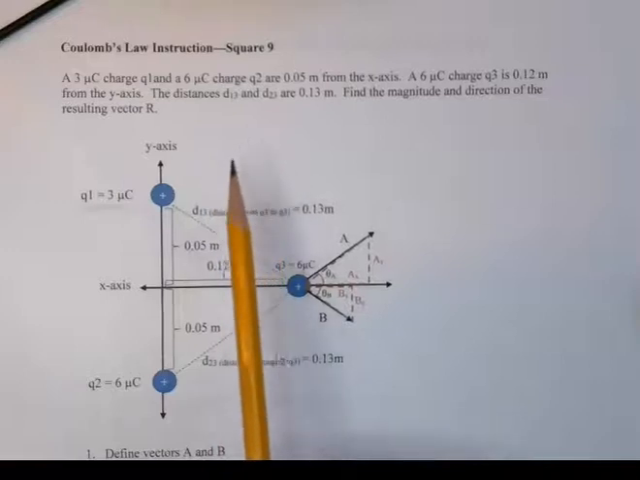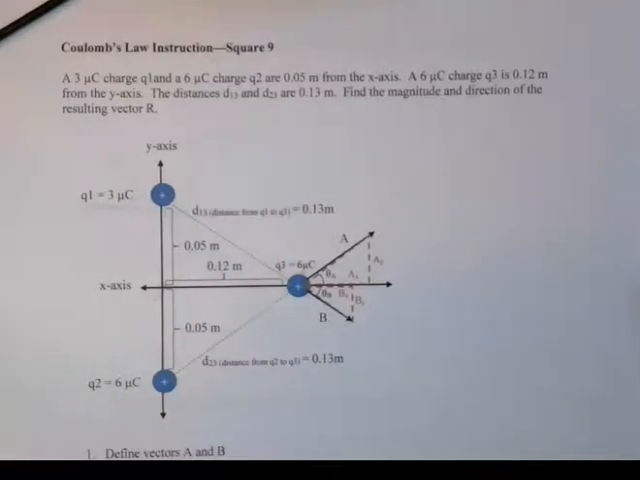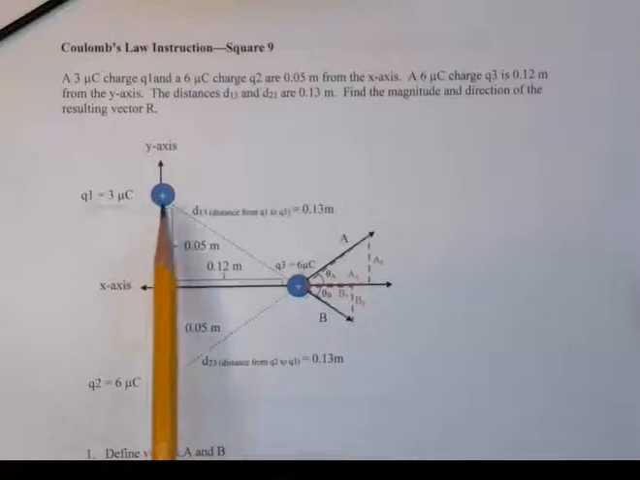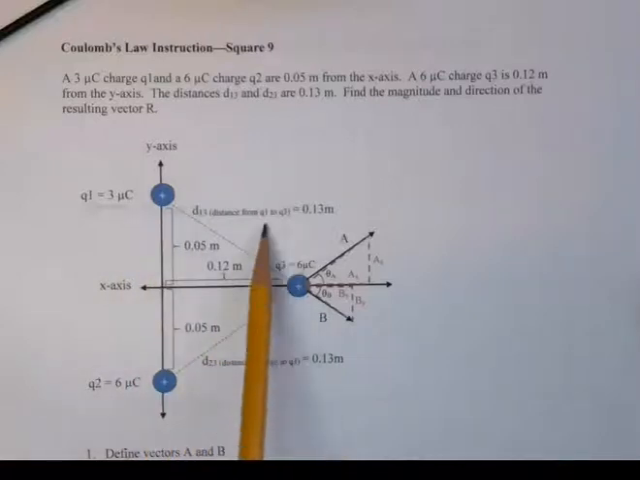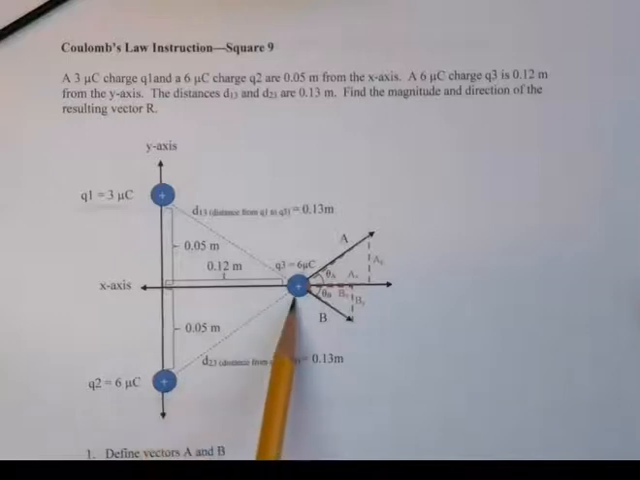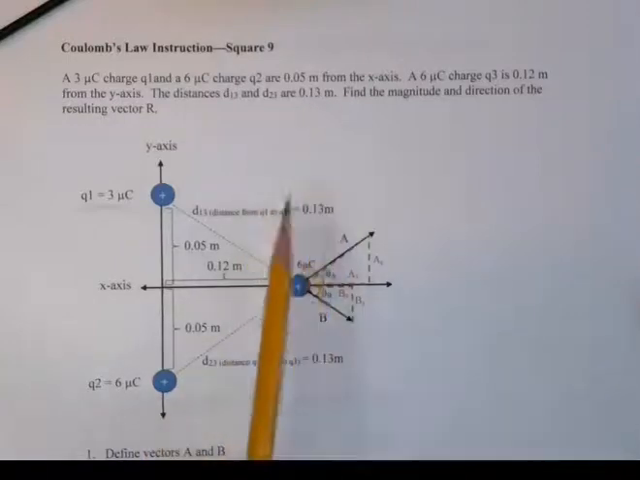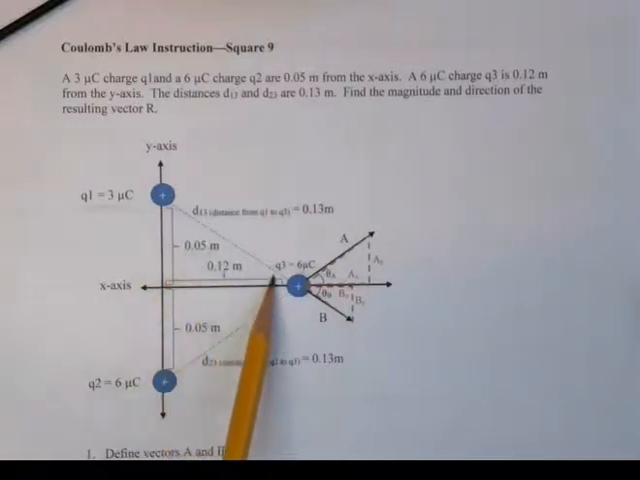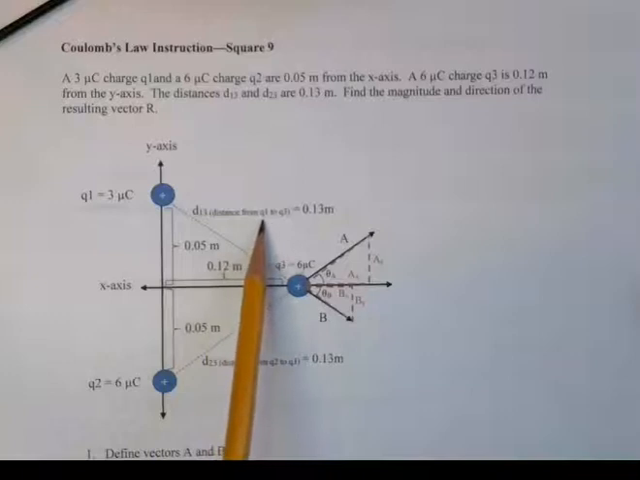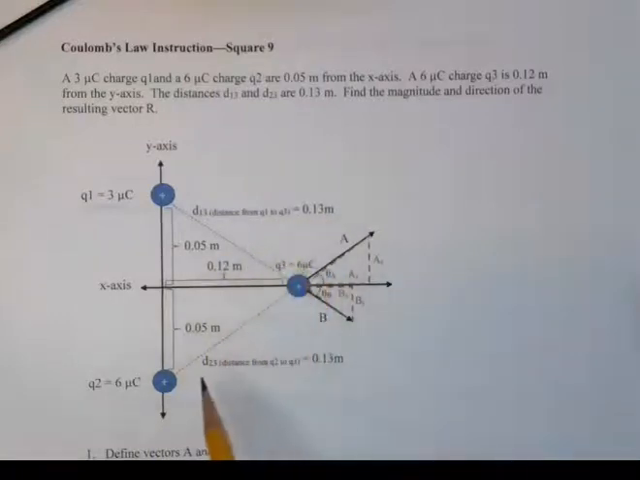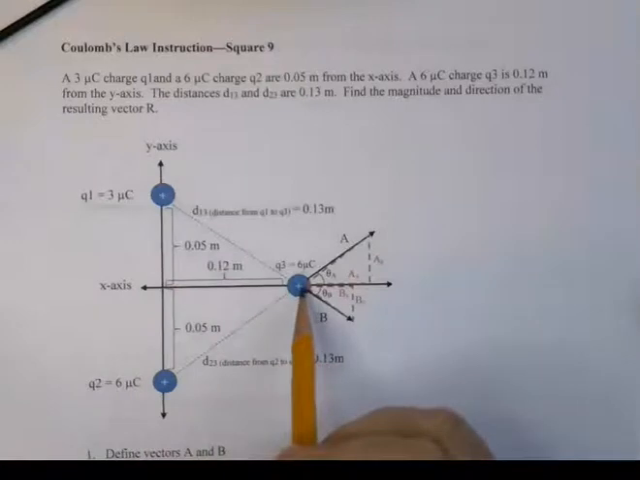Then it says the distance 1,3. So sometimes you have to learn how to read the symbolism that they're using here. D13 means the distance from charge 1 to charge 3. And D23, that's the distance from charge 2 to charge 3. And it says that both of those are 0.13 meters. So right along this dashed line there, you can put D13, that's distance from Q1 to Q3, is 0.13 meters. And this one, D23, the distance from Q2 to Q3, is also 0.13. So they're both equidistant from this charge right here. It says find the magnitude and direction of the resulting vector force. So these two are pushing on this one right here.